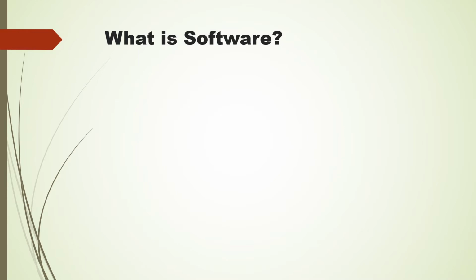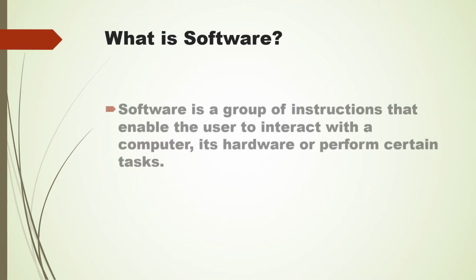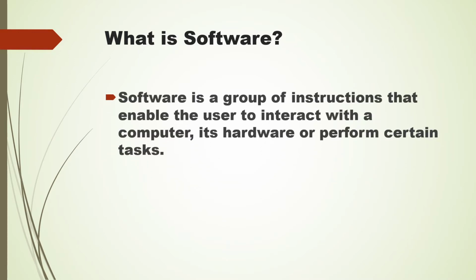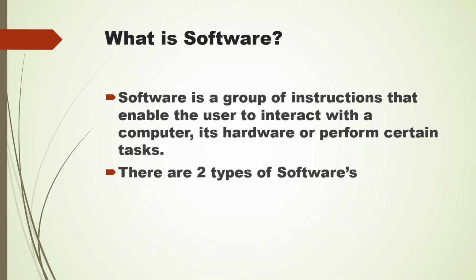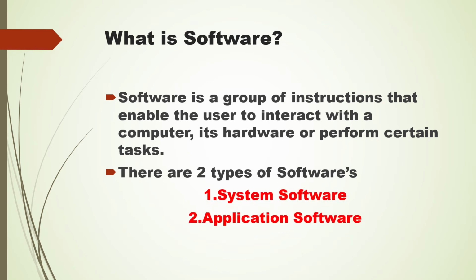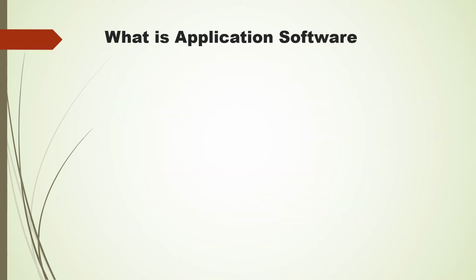Now we will see what is software. A software is a group of instructions that enable the user to interact with a computer, its hardware, or to perform certain tasks. So there are two types of software: system software and application software. Let's learn one by one.